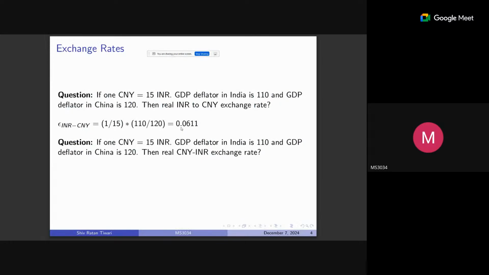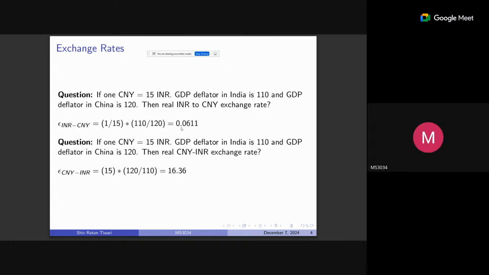If you reverse the question, for example, earlier the question asked for real INR to CNY, but if it asks for the CNY to INR exchange rate, then China becomes your home country with the domestic currency, and India is the foreign currency, and you think in those terms. So here the nominal exchange rate is 15, and P is 120 because China is your home country, and 110 is the foreign price level. You solve and find that the real CNY to INR exchange rate is 16.36. Is that clear to you?